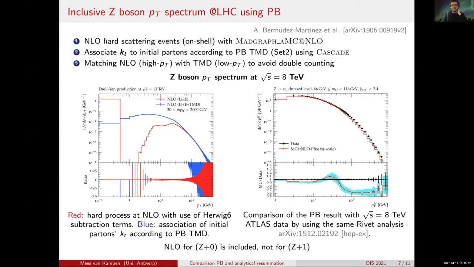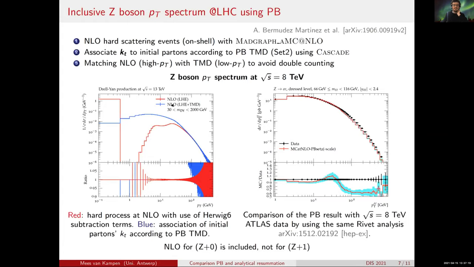by first generating hard events at next to leading order with MadGraph aMC@NLO. And we want to then match it to a TMD, so associate transverse momentum to the incoming partons. And for that, we have to subtract Herwig 6 terms from the matrix element, since the parton shower of Herwig 6 uses a similar ordering condition as parton branching does.